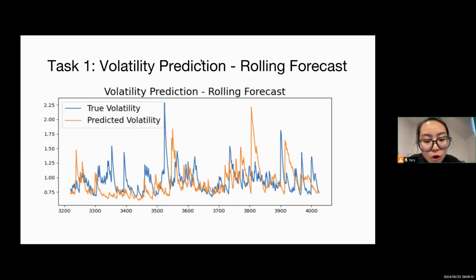Next, I forecast volatility and found that the forecasted volatility is able to roughly follow the trend of the true volatility, but usually comes out with a lag or lack of magnitude in response to volatility spikes.